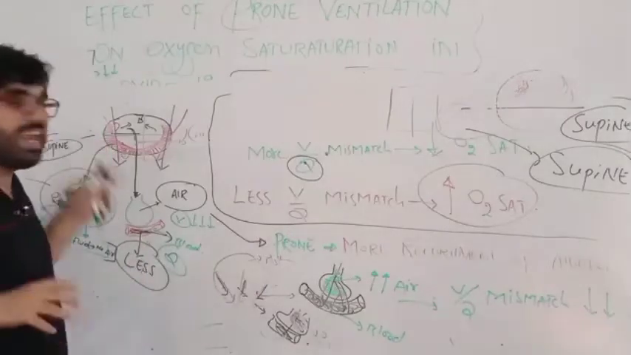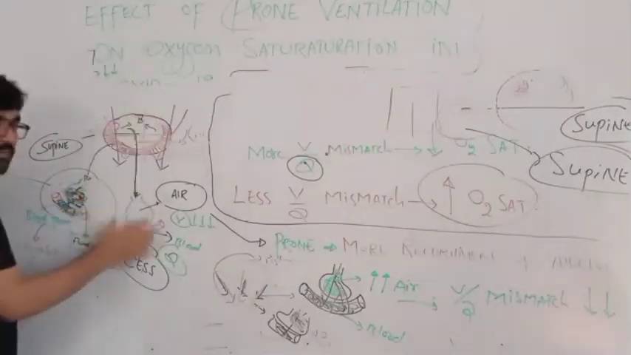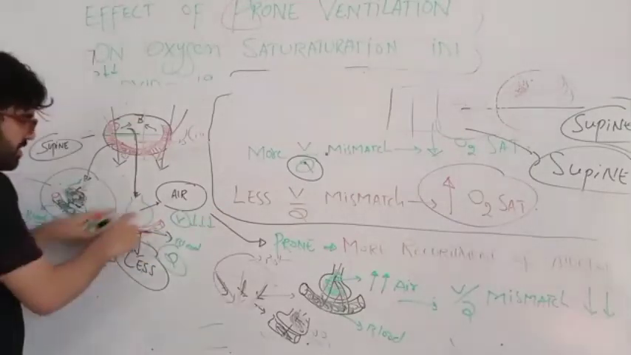infected or unhealthy alveoli. And if we take this portion from the anterior aspect of the chest in the supine position, there is air.